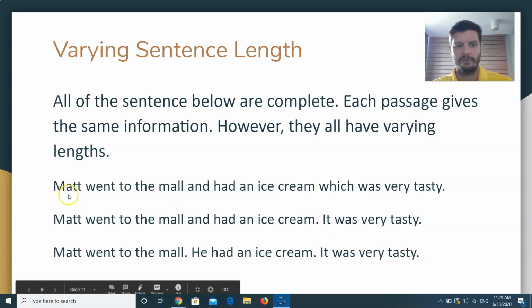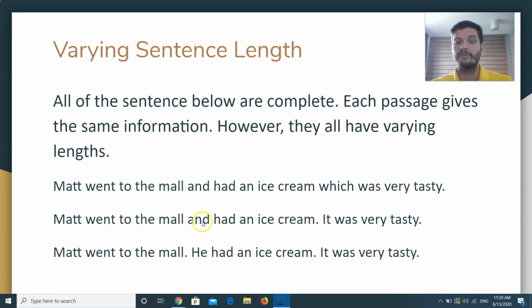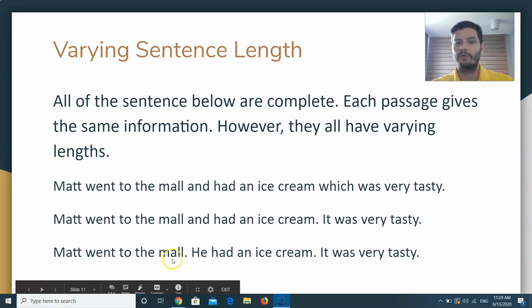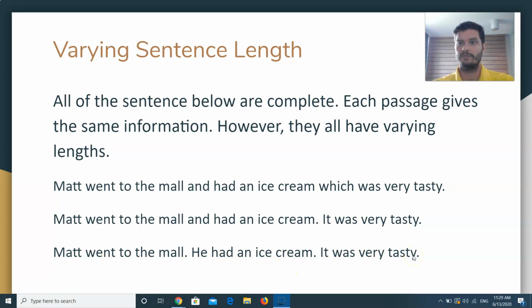So again, listen to the rhythm here. Matt went to the mall and had an ice cream, which was very tasty. Matt went to the mall and had an ice cream. It was very tasty. Matt went to the mall. He had an ice cream. It was very tasty. Again, the rhythm changes. The way we receive that information, which is the same, becomes different. If it's read out loud, it sounds different. Okay, it gives us sort of a different feeling. The tone changes. All right.